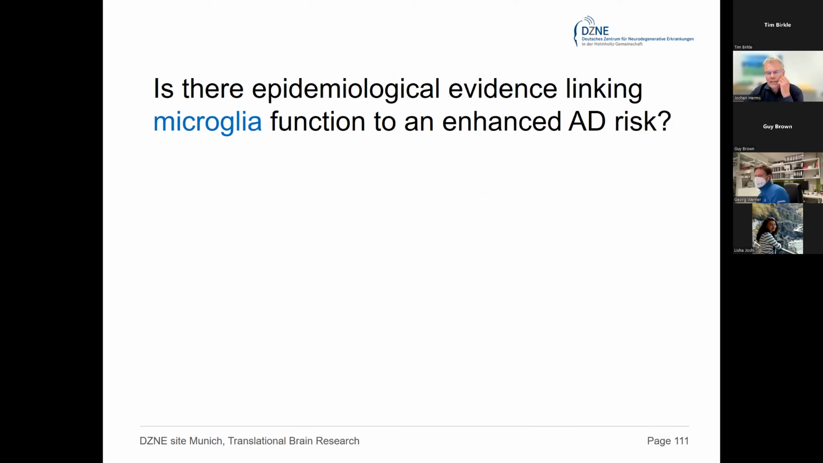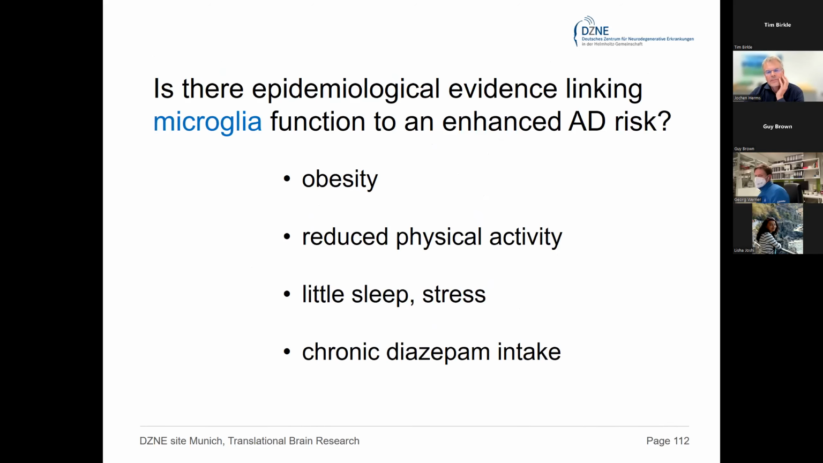So is there epidemiological evidence linking microglia function to an enhanced AD risk? And indeed, there is. Microglia get activated under various conditions: obesity, reduced physical activity, little sleep or stress. These are all conditions that affect microglia function. And chronic diazepam intake has also been linked to AD risk via microglia activation.